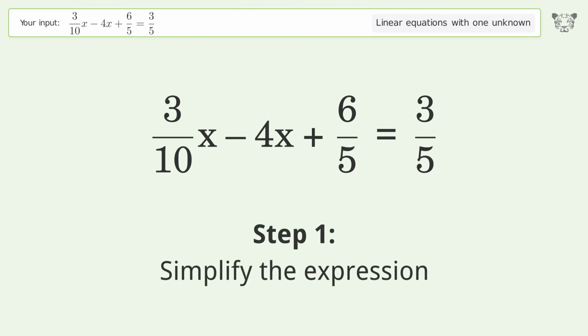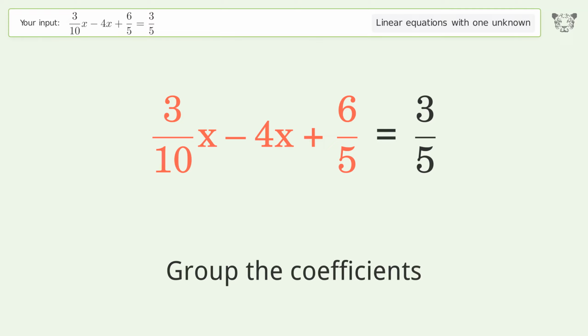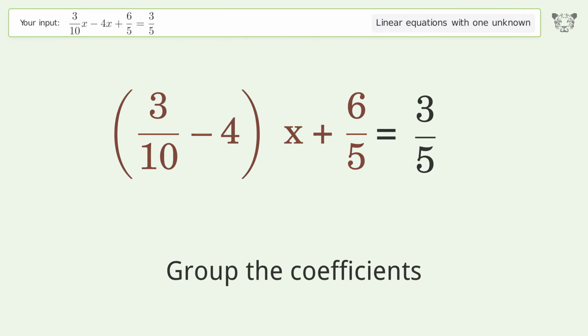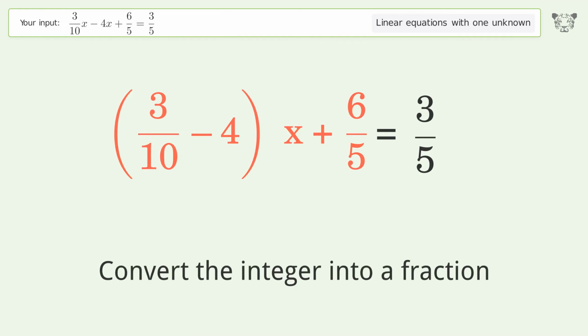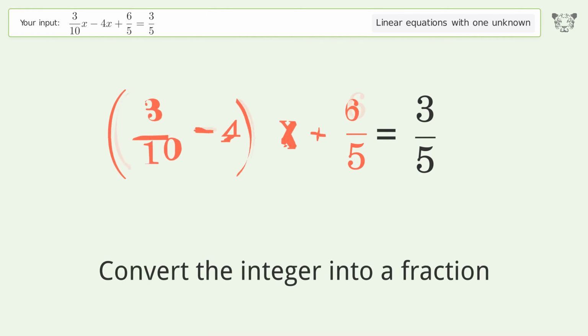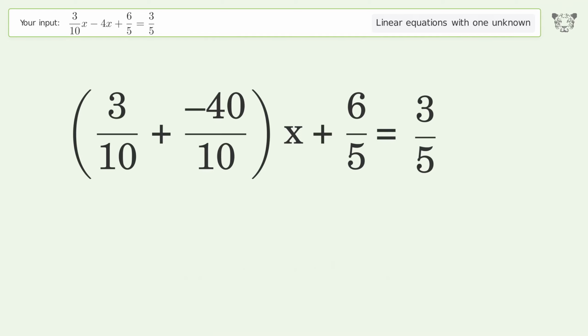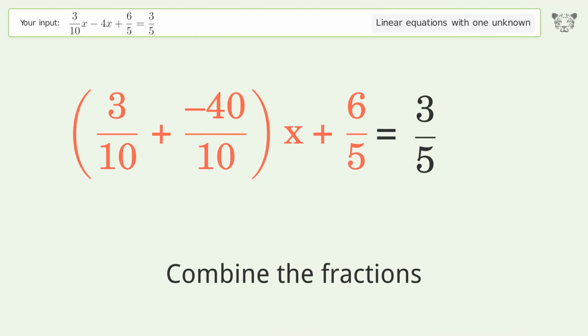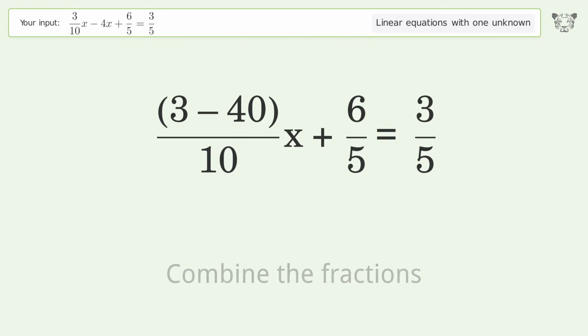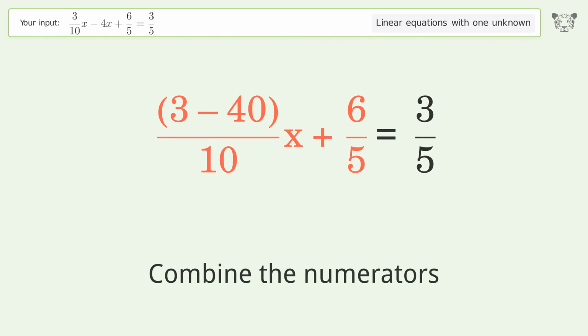Simplify the expression. Group the coefficients. Convert the integer into a fraction. Combine the fractions. Combine the numerators.